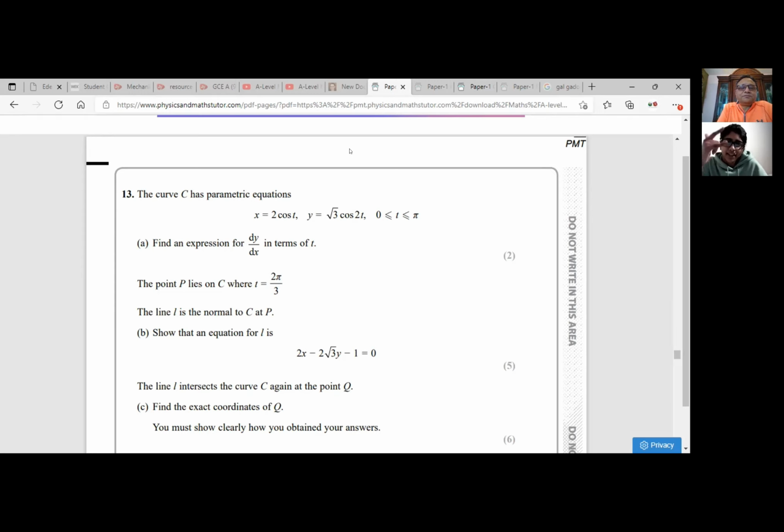I was going to flip the dx over dt and then multiply. You could do that. And then it says the curve C has a parametric equation. Whenever you are given a parametric equation, it is also a good idea to write the equation in general form, the Cartesian form.